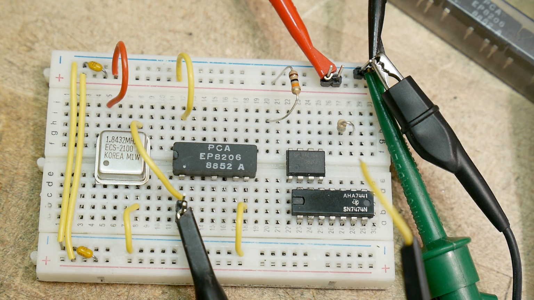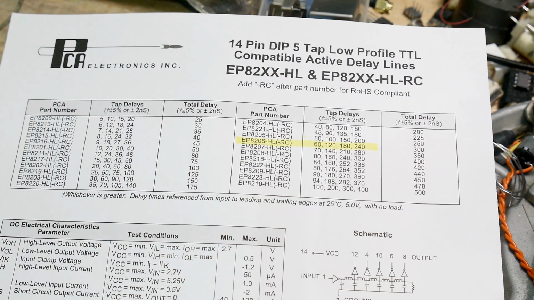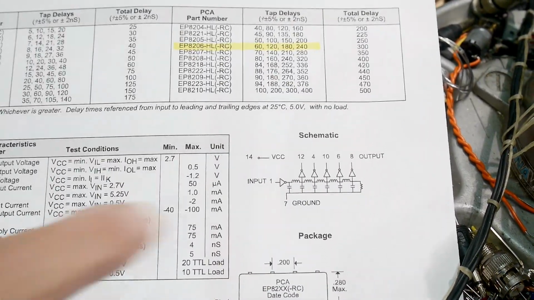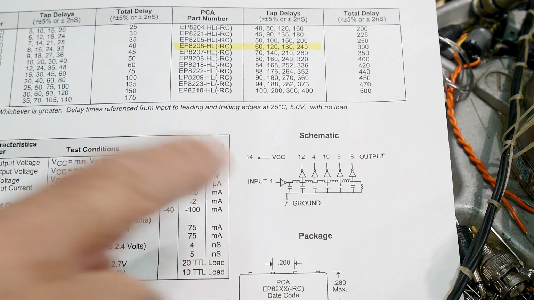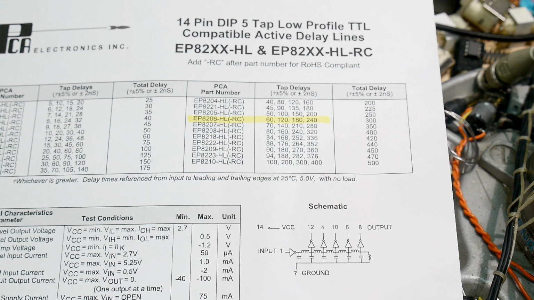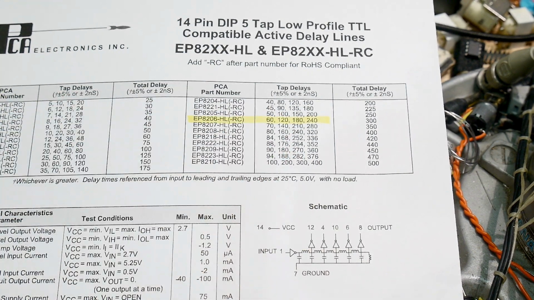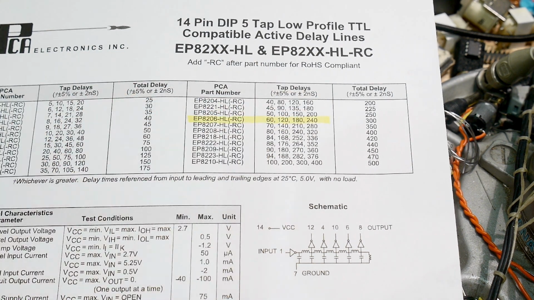Let's take a look at the data sheet here. All right, it is a 14-pin DIP, 5-tap, low-profile TTL compatible active delay line. It's an active delay line, so you can see it down here in this block diagram. There's an input, and there's a bunch of LC circuits that delay the pulse, and then they come out at various different times. Now, the one that we have is the 06, which has taps at 60 nanoseconds, 120 nanoseconds, 180, and 240. And we'll be able to take a look at those in my little circuit that I have here.